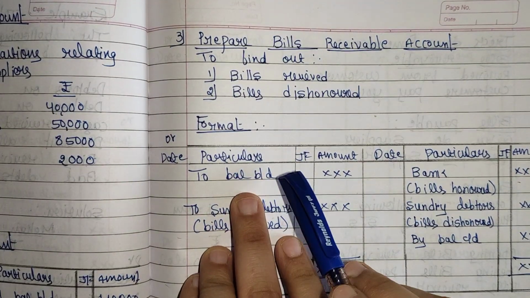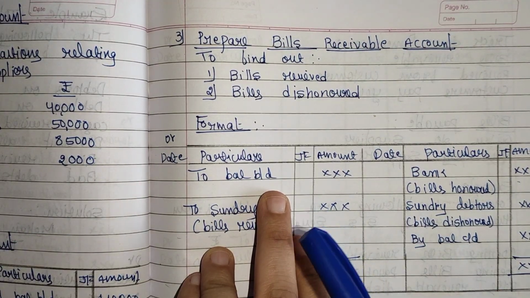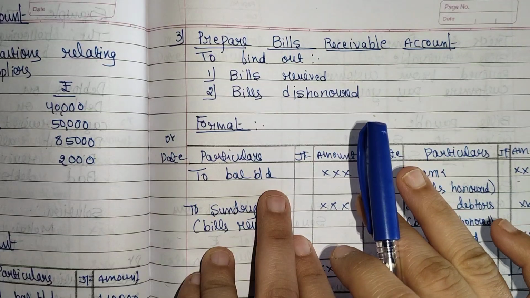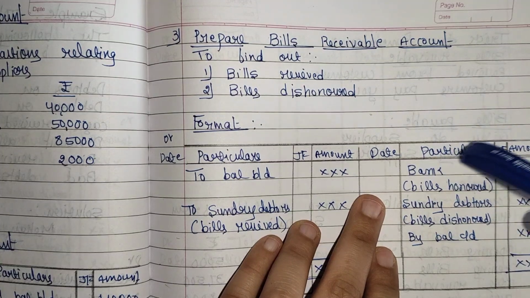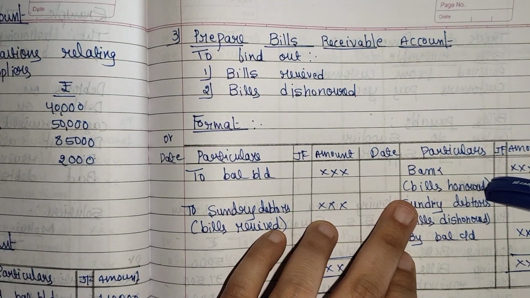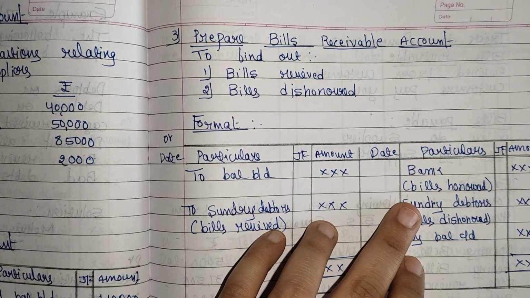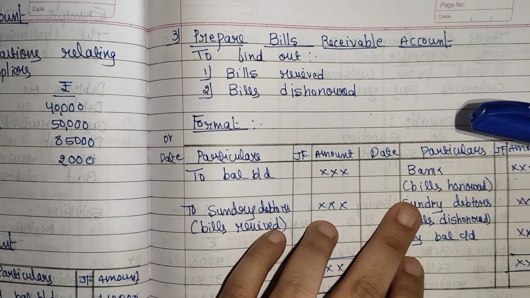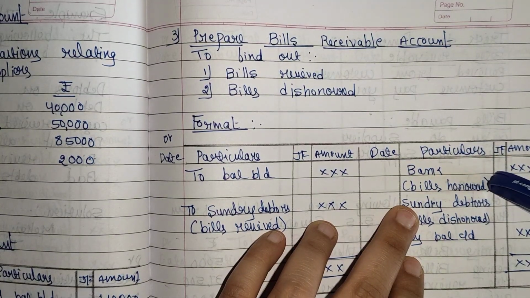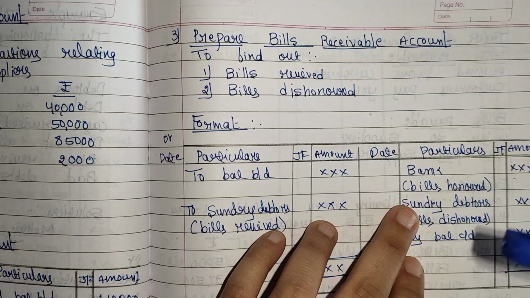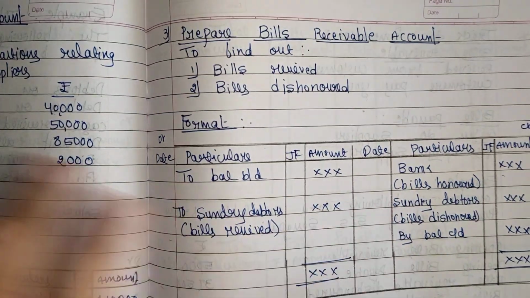First, to balance brought down will come on the debit side. It means opening bills receivable, bills already in hand at the beginning. Now next, on the credit side, by bank means bills honored. Bills honored means customers paid the bill on the due date. Money received means bills receivable decreases.